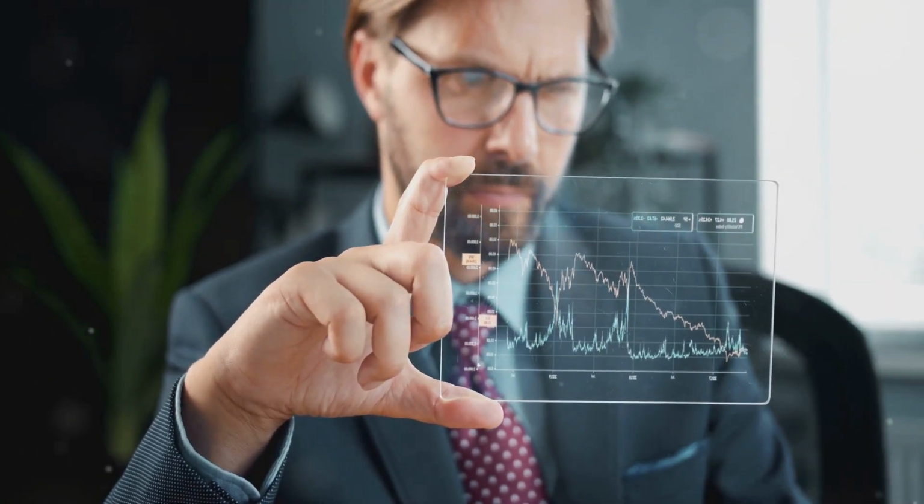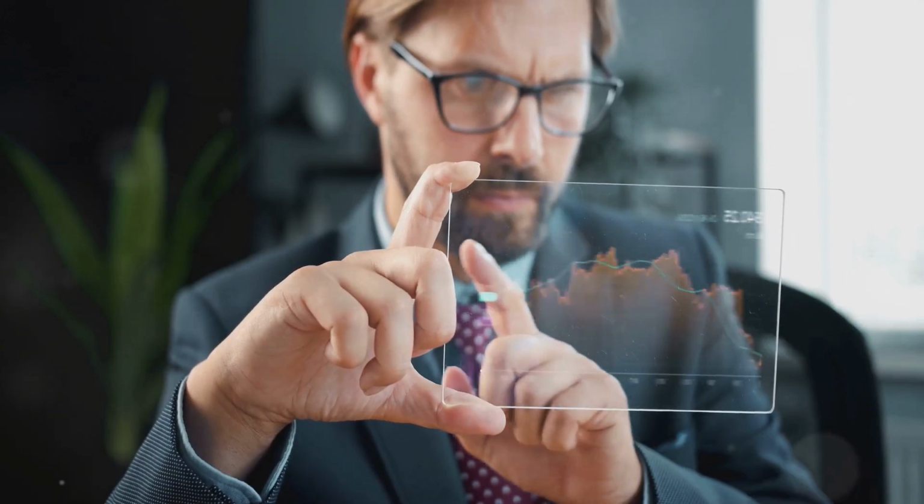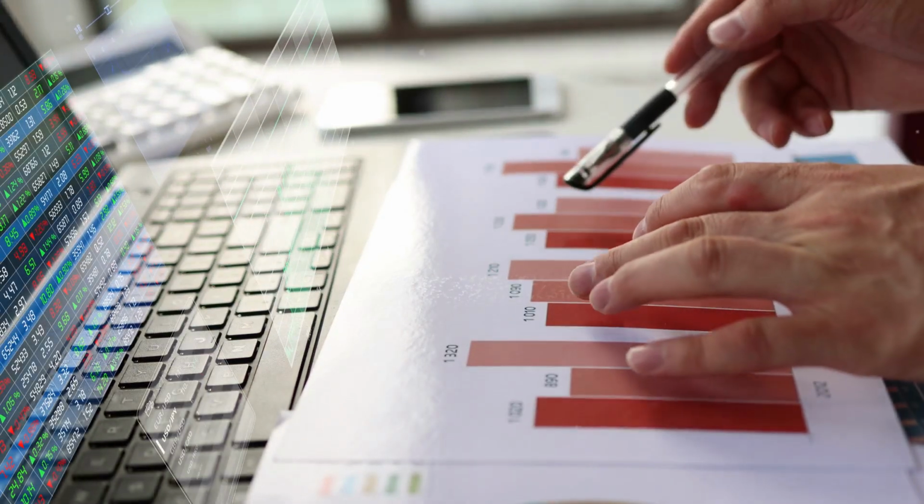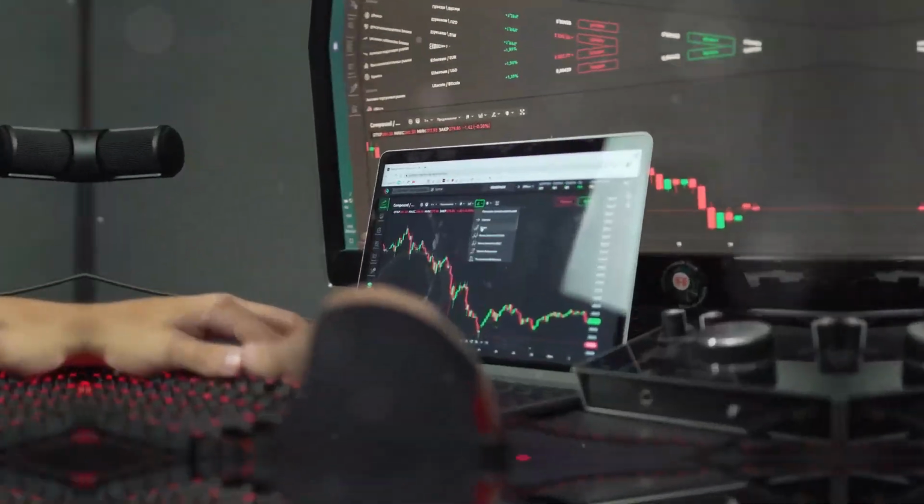Accumulation distribution line, also known as AD line. This determines the cumulative flow of money in and out of a security. A rising AD suggests buying interest, while a falling AD signals selling interest.